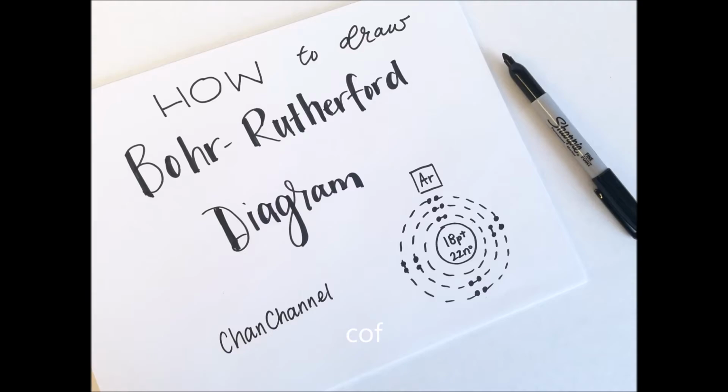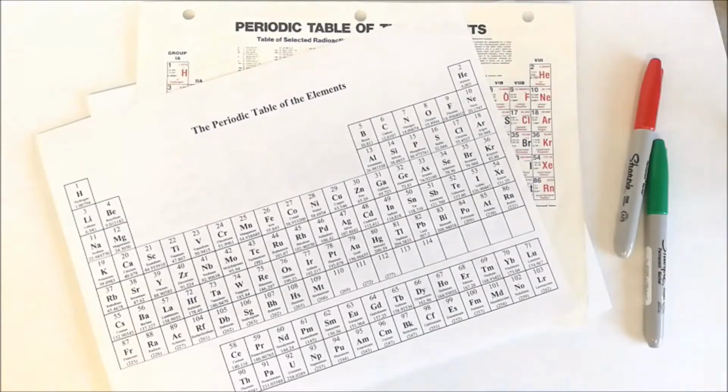Today we're going to be reviewing how to do a Bohr Rutherford diagram. First of all, we're going to quickly look at the periodic table.